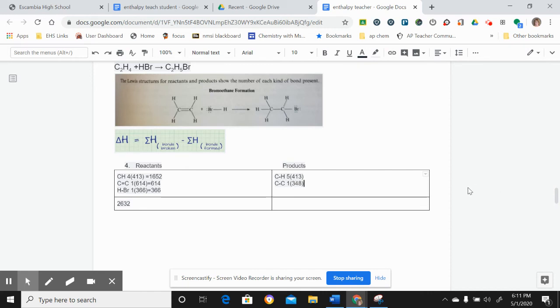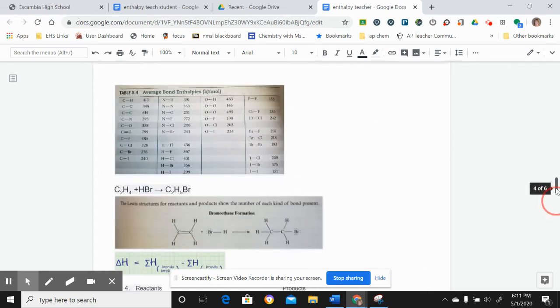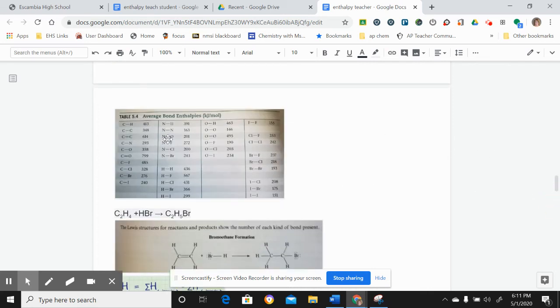And what else do you see in that molecule? Oh, there's a C to a Br. Better take that one into account too. And how many do you see of that? 1 also, right? So let's look at CBr. CBr is 276. It's right here.